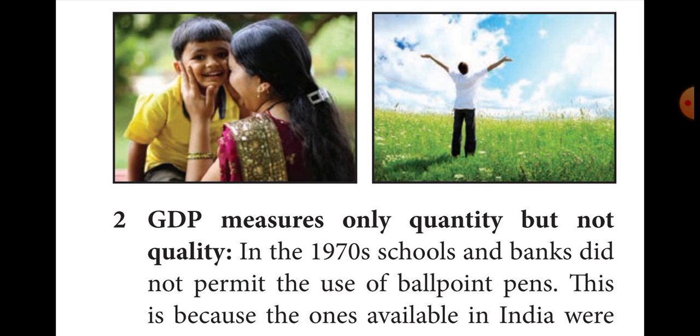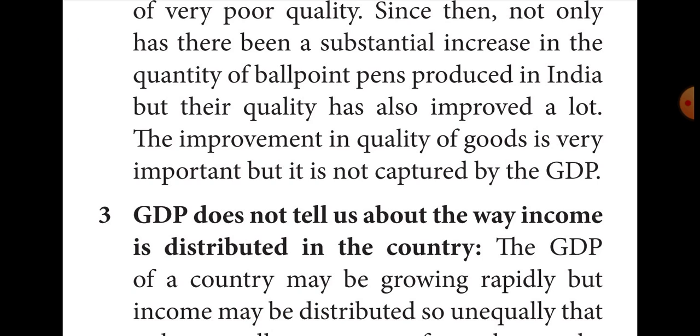Now listen, in 1970 the ballpoint pen quality was very poor, but nowadays the pens produced are of improved quality. But the improvement in the quality of goods is very important, and it is not captured by the GDP. That is, GDP measures only quantity but not quality.